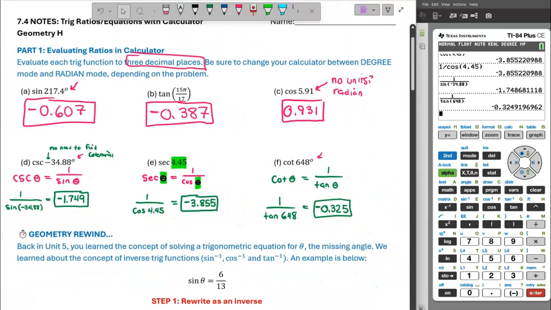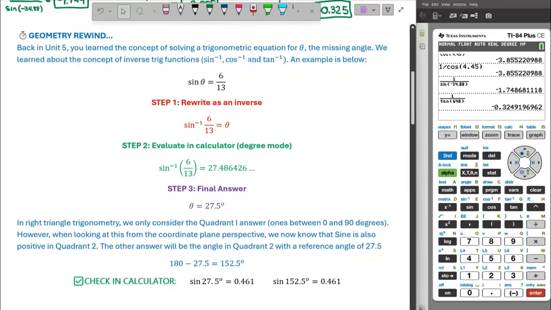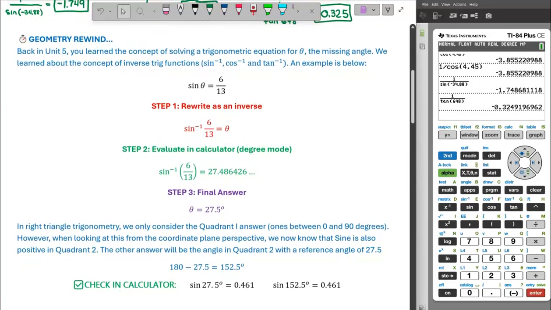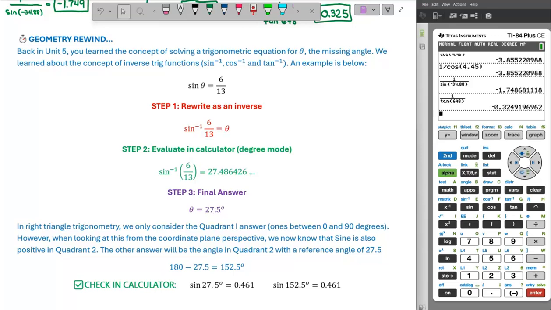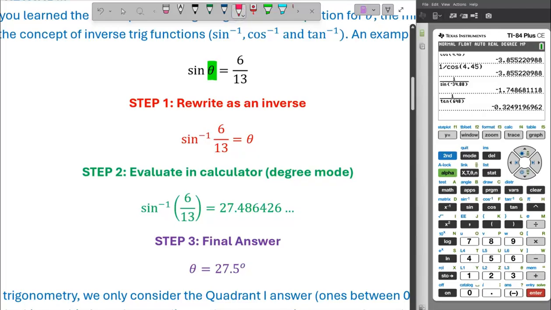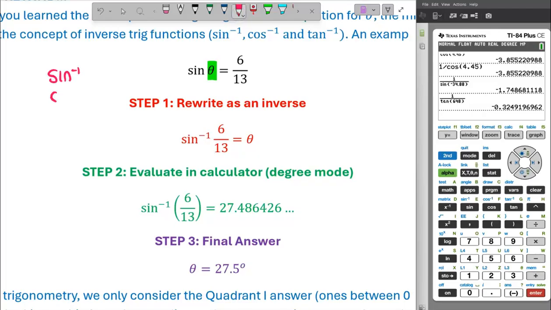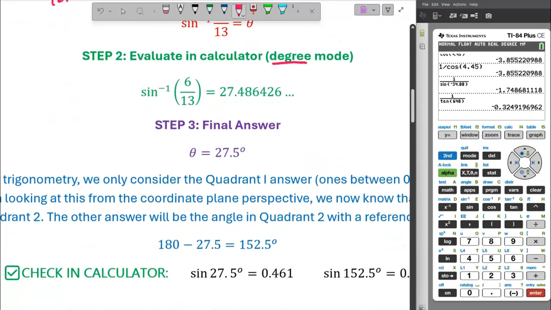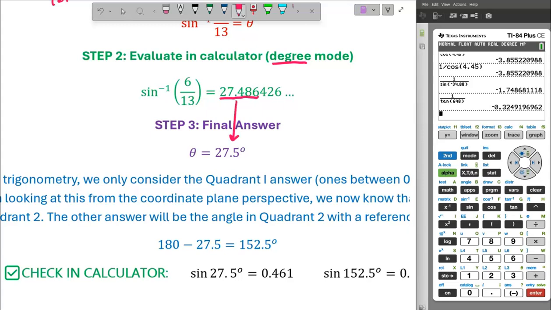Now, in the second part of the lesson, we're going to talk about how we're going to work backwards. So here's a quick geometry rewind. Back in Unit 5, we learned the concept of solving a trig equation for theta. So if we take a problem here like sine of theta equals 6 over 13. And what we learned is this new idea called the inverse ratio. There's sine inverse, there's cosine inverse, and there's tangent inverse. And so in that situation, we would take the sine inverse of that ratio. So you'll see that we rewrote it, and then in my calculator, we evaluated it in degree mode and got an answer of 27.486, blah, blah, blah. Rounded the answer, and we got 27.5.